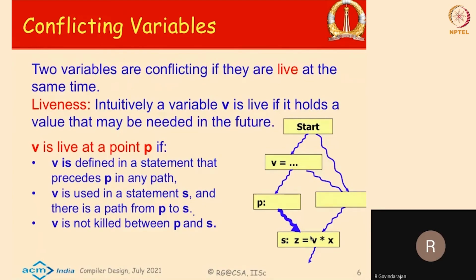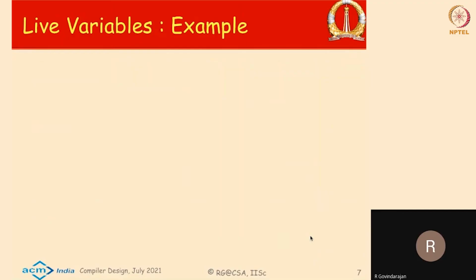That's the idea. If two variables are live at the same point in time, then obviously they cannot share the same register. Conversely, if two variables do not conflict with each other, that means they are not live at the same point anywhere in your program, then they can share the same register. Again, you will see the notion of liveness in a much more formal way when I think Professor Uday Khedker comes and talks about data flow analysis.